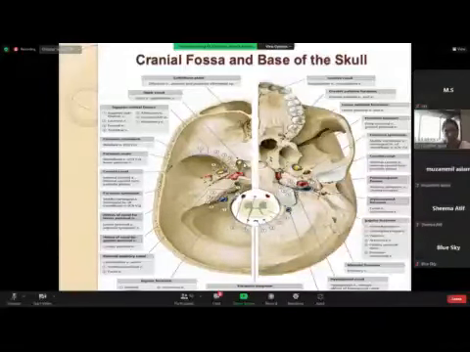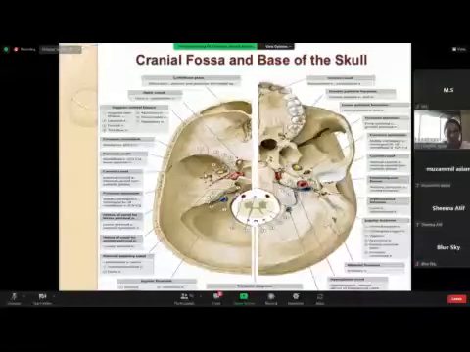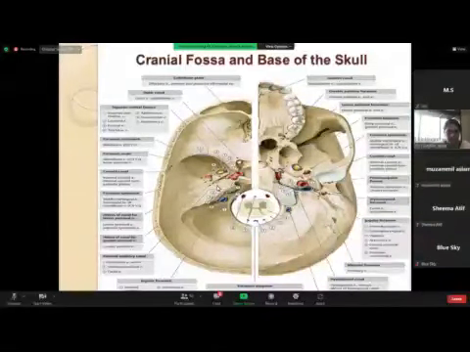Other openings present in the middle cranial fossa are the foramen rotundum, which is a very small opening that passes the maxillary division of the trigeminal nerve. We have the foramen ovale, which passes the mandibular division of the trigeminal nerve and the lesser petrosal nerve. Then we have the carotid canal that passes the internal carotid artery along with its nerve plexus. And then we have the foramen spinosum for the middle meningeal artery, which we talked about in relation to the pterion.